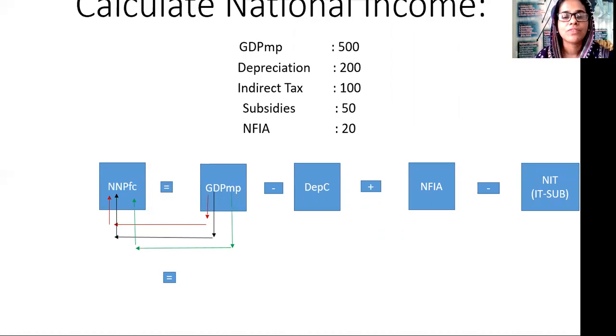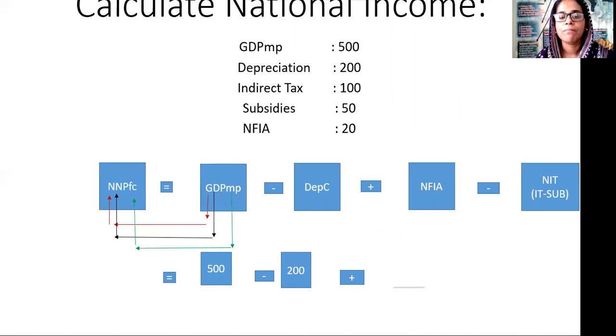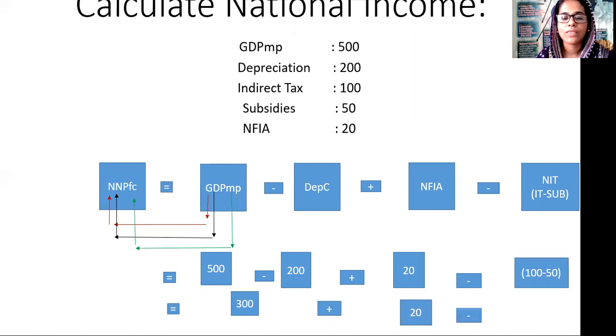Now just substitute the figures. GDP MP is equal to 500, depreciation 200, NFIA 20. NIT is not directly given, but IT is given and subsidy is given. So in brackets you write IT minus subsidy, that is 100 minus 50. By calculating this, we will get the answer 270. So national income is 270. This is a simple example. With this, we can move to a higher level.